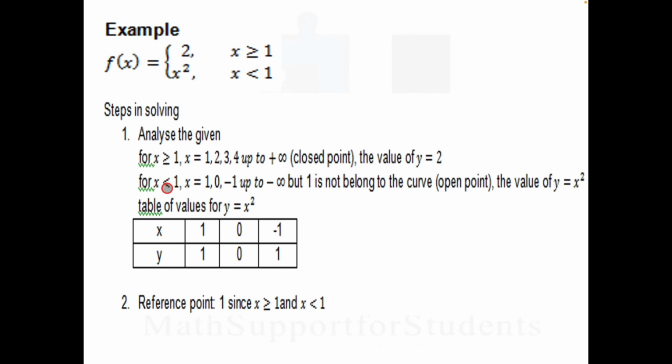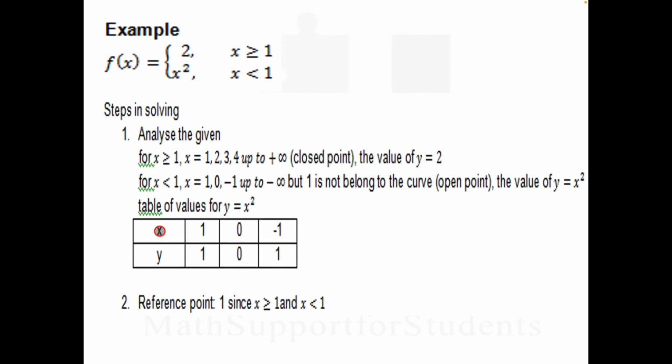Now, for x is less than 1, the value of your x is 0, negative 1, up to negative infinity. But 1 is not belong to the curve. So, open point siya. So, the value of your y is equal to x squared. Now, in this case, wala pa tayong sure na value ng y. That's why we have to get the table of values for y is equal to x squared. So, gawa tayo ng table.